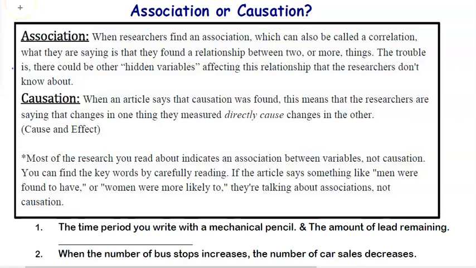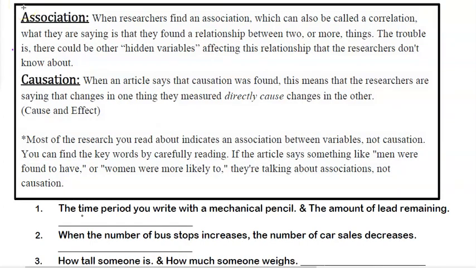Most of the research you read about indicates an association between variables, not causation. You can find the key words by carefully reading. If the article says something like, men were found to have, or women were more likely to, they're talking about associations, not causation. Okay, let's look at some of these examples to see if they're association or causation.